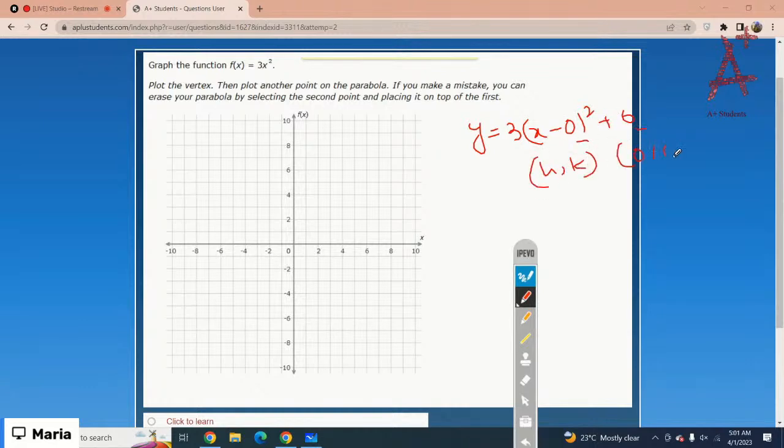Got it? And you can find any 2 points. Let's suppose x equals 1. It would be 3 times 1 squared. 3 times 1 is 3, so it would be 3. That means when x is 1, y is 3. Use these 2 points and form the parabola.